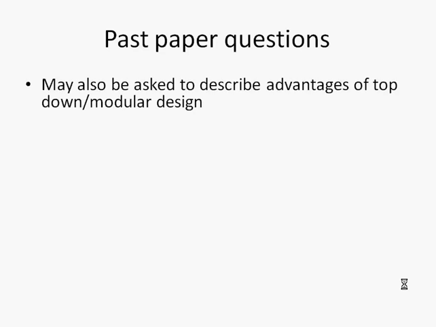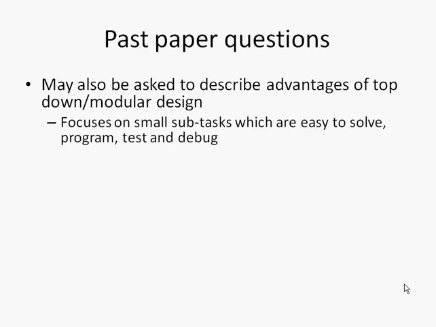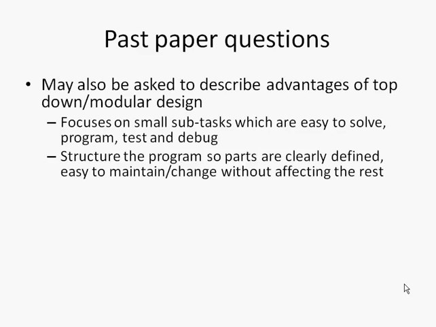You may also be asked to describe the advantage of top-down or modular design. So here are some advantages. Top-down or modular design focuses on small subtasks which are easy to solve, therefore they're easy to program, test and debug. Top-down and modular design structures programs so parts are clearly defined, therefore they're easy to maintain or change and don't affect other parts of the program.